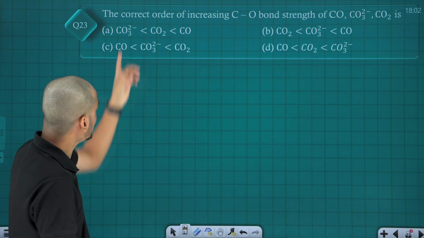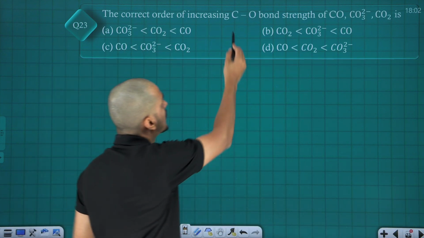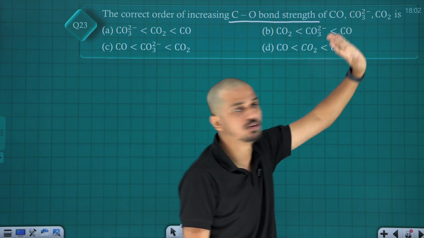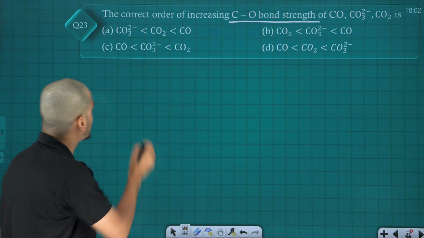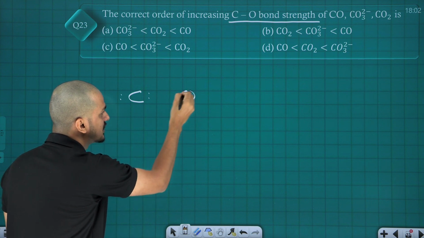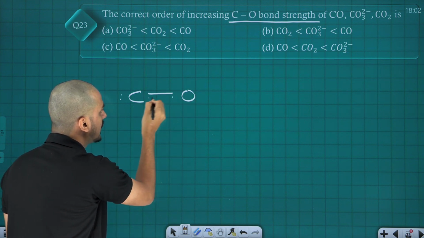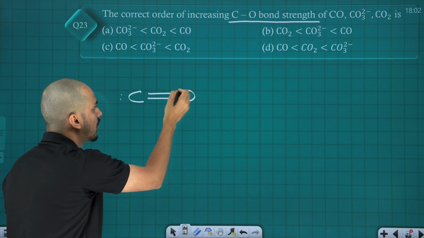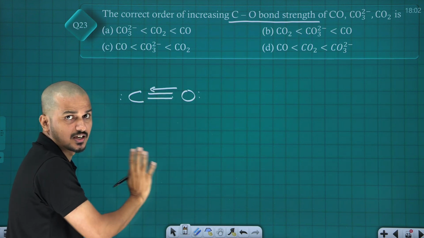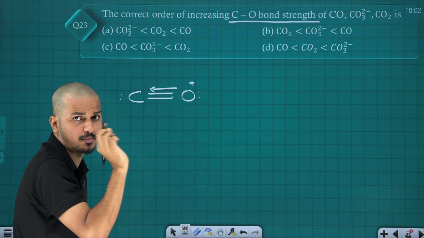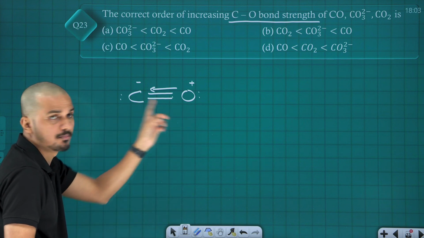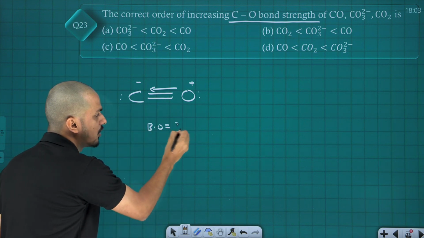What about the question here? The correct order of increasing carbon-oxygen bond strength of carbon monoxide, CO3 2 minus, CO2 is. So we know the structure of carbon monoxide. Around the carbon 4 electrons are there. Here oxygen is there. Around it 2, 4, 6. So they will make a double bond, as well as oxygen will donate 2 electrons because of coordinate bond, and here 2 more electrons will be there. This is the structure. So oxygen formal charge will be plus, carbon formal charge will be negative. Here carbon oxygen bond order equals 3.